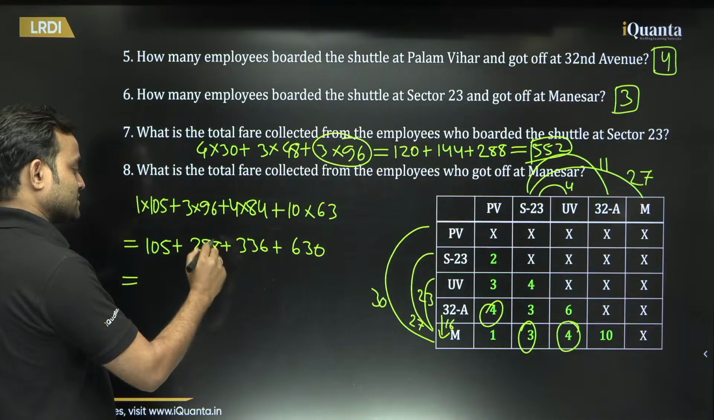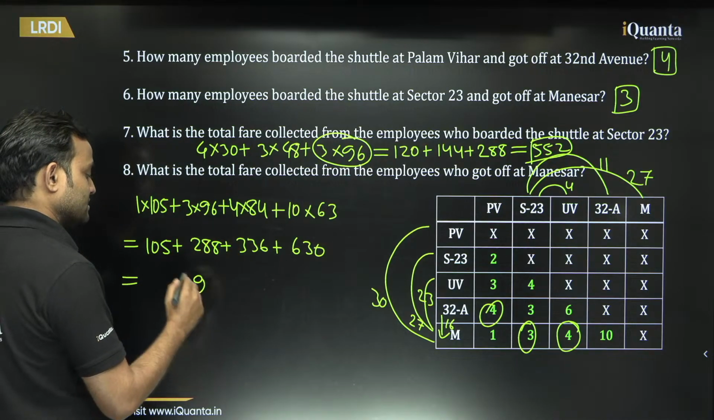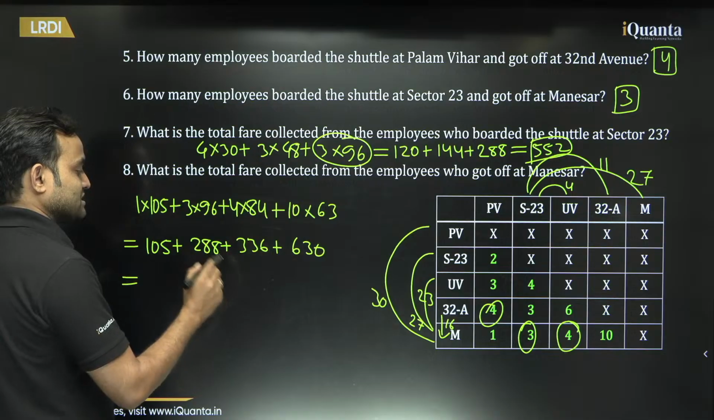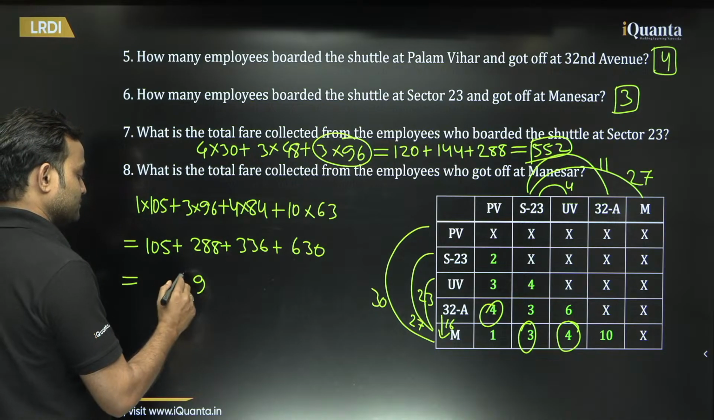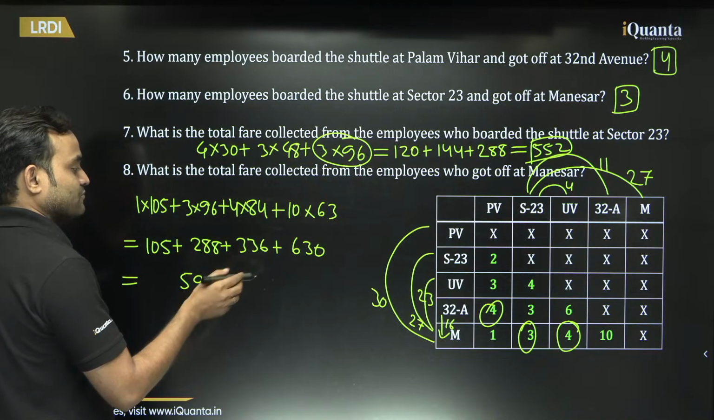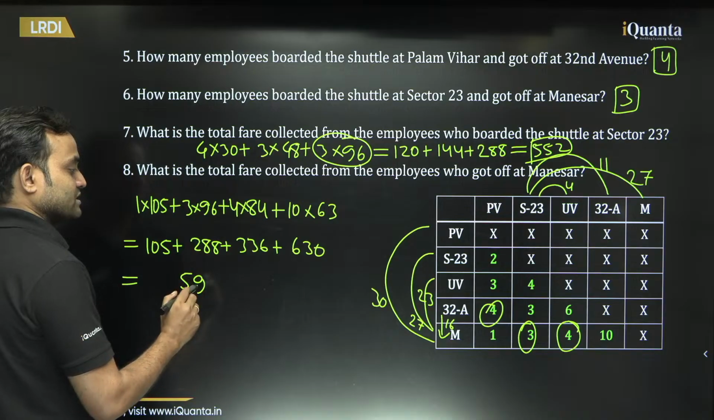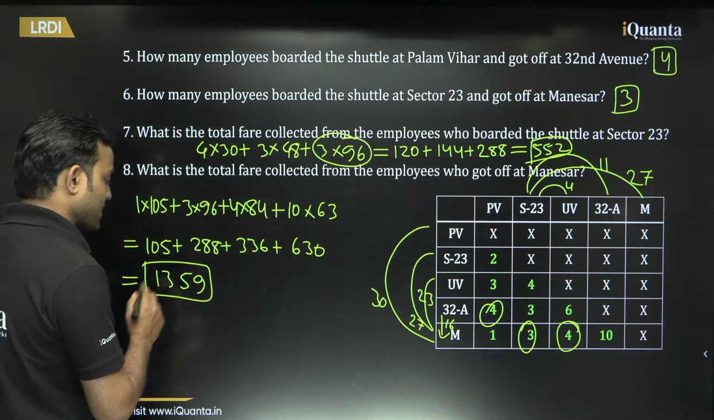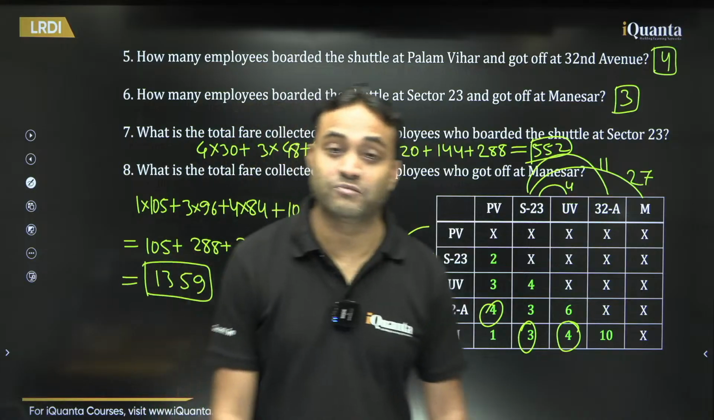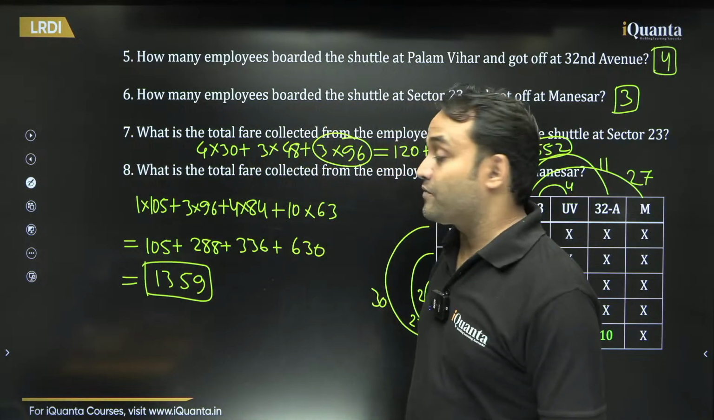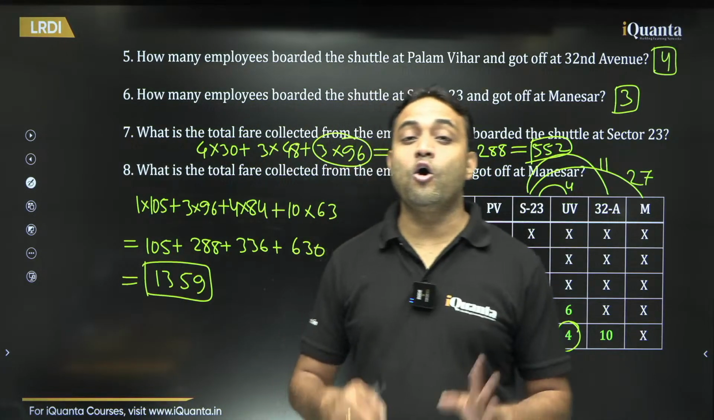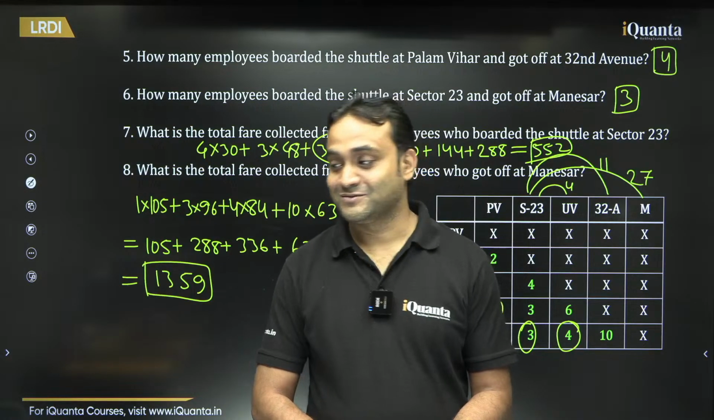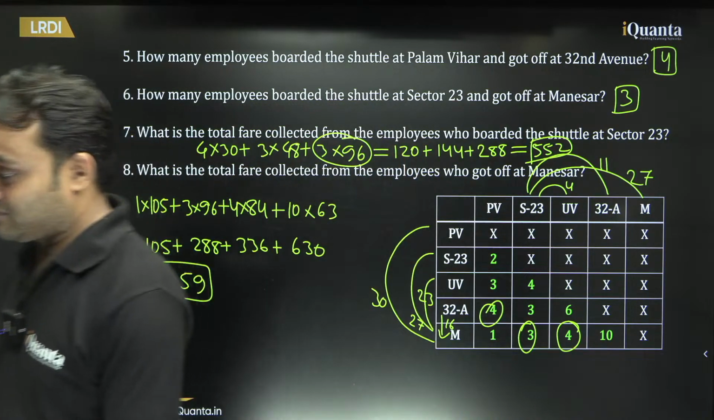0 plus 6 plus 14 plus 5, 19, carried forward 1, 3 plus 1, 4 plus 3, 7 plus 8, 15. So, 5, carried forward 1, 6 plus 3, 9 plus 1, 10 plus 3, 13, 1359. That's the exact value of the fare collected by all the employees who got off at Manesar. Okay. So, that was the whole solution.